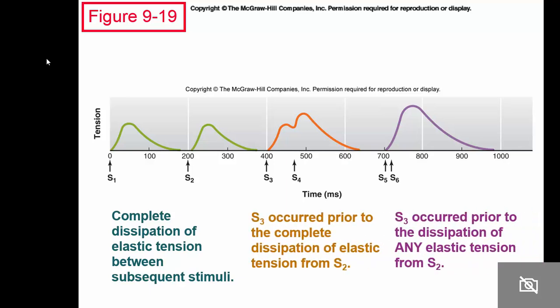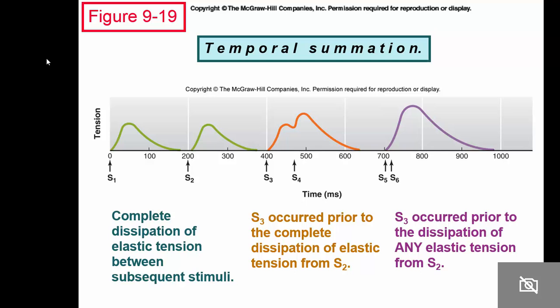So here's some explanation. It says, complete dissipation of elastic tension is subsequent to stimuli. There's also an elastic tension here. There's also what's called a passive and an active force. We're going to get to that too. In S3, the stimulus occurred prior to the complete dissipation of elastic tension, so you get another contraction that is now stronger. And then here, if you apply them even closer, you get a contraction that's even stronger than that. Tension is force. This is the strength. Tension, force, strength.